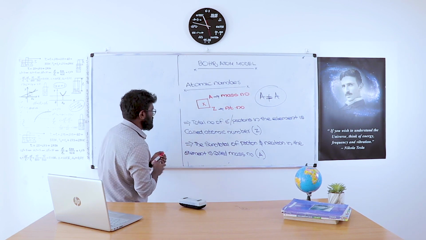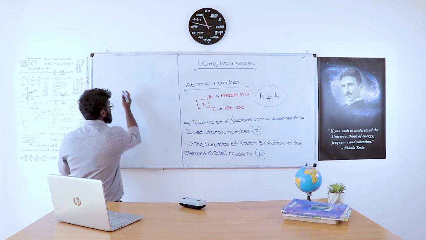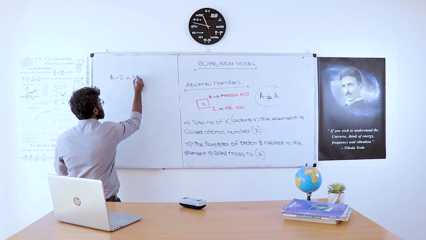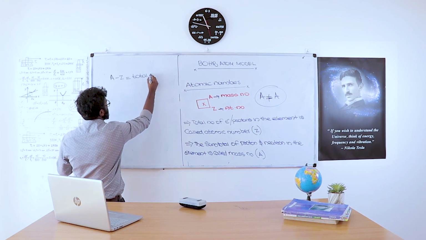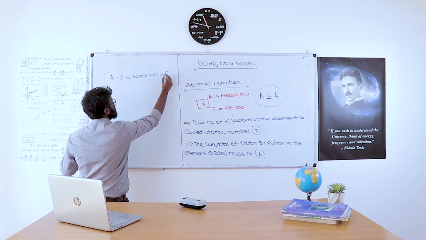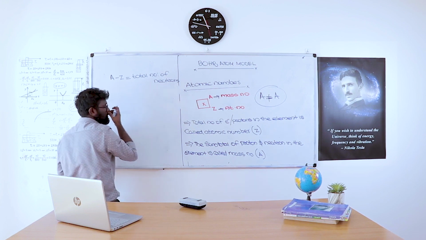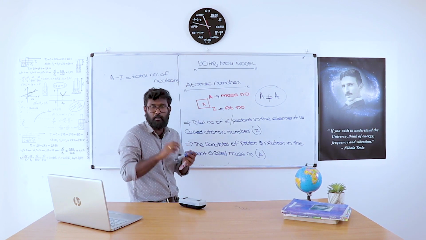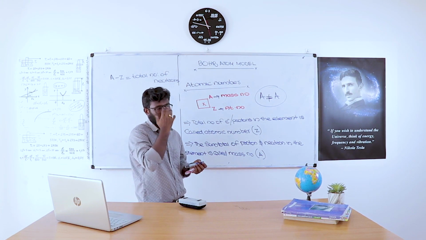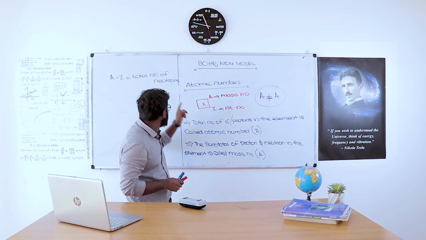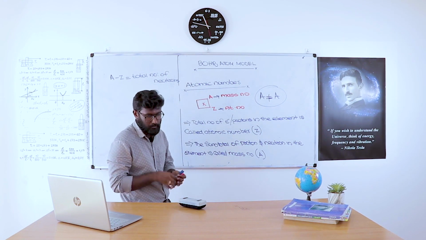Then what about A minus Z? A minus Z gives the total number of neutrons. Mass number minus atomic number will give the number of neutrons in the element.